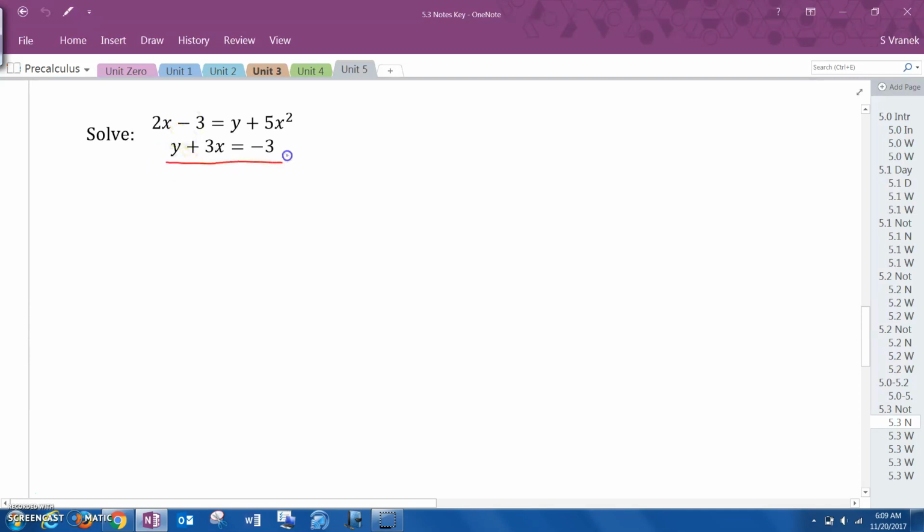And when you use substitution, you want to work with the simpler one first. So I'm going to say that y is equal to, and I'm going to move the negative 3x over, minus 3. Now I have something for y, so over here I'm going to plug that in. So I get 2x minus 3 equals negative 3x minus 3 plus 5x squared.